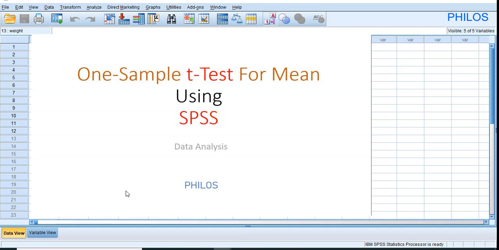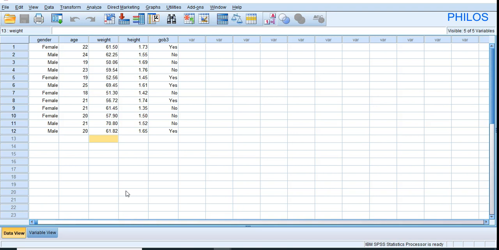To start with, let's take for instance, the Vice Chancellor of University of Ghana claims that the average height of students in a particular college is 1.54. That's 1.54 meters tall. Now let's say you collect data on height of students in that college also, and this is it at the fourth column here, height. So you have 1.73, 1.55 going.